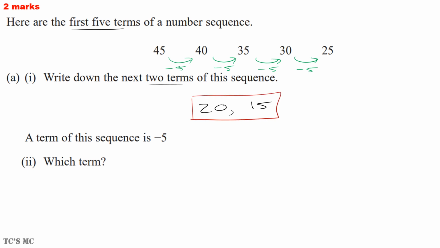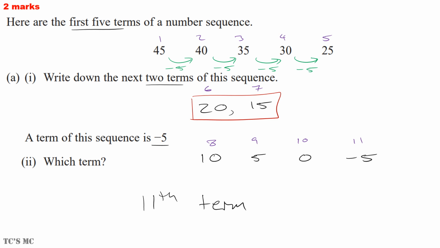The question goes on to say, a term of this sequence is -5. Which term? We can see that we have the first, second, third, fourth, fifth term. We have the 6th and 7th term. If I now continue the sequence, we would get 10, 5, 0, and then -5. So that would be the 8th, 9th, 10th, and 11th term. So to answer the question, we would say the 11th term. And that would get us our second mark.